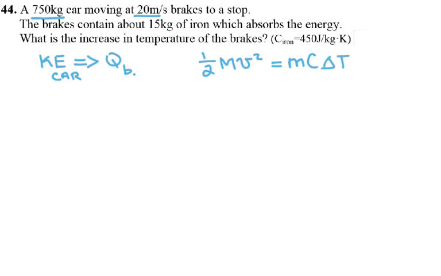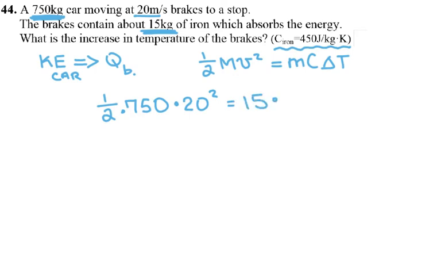At first, they tell you the mass of the car, and they give you the mass of the brakes, and then they give you the specific heat of the brakes. So I'm going to plug in my numbers. I have 1/2, the mass of the car is 750, and the velocity at which the car is moving is 20 squared. On the other side, I have the brakes, which is 15 kilogram, specific heat is 450, and I'm looking by how much the temperature will change.